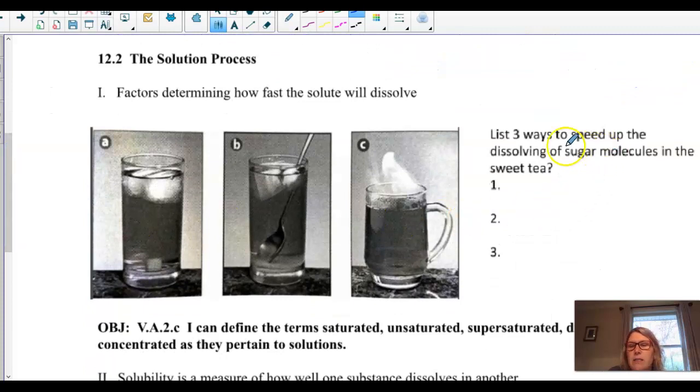So 3 ways to speed up dissolving of sugar molecules in sweet tea. I'm going to kind of go backwards. It says 1, 2, 3, but let's look at C first, and you can kind of see the heat coming off of it. If you want something to dissolve quicker, you're going to heat the solvent. The hotter you make it, the more it will dissolve. So heat the solvent.